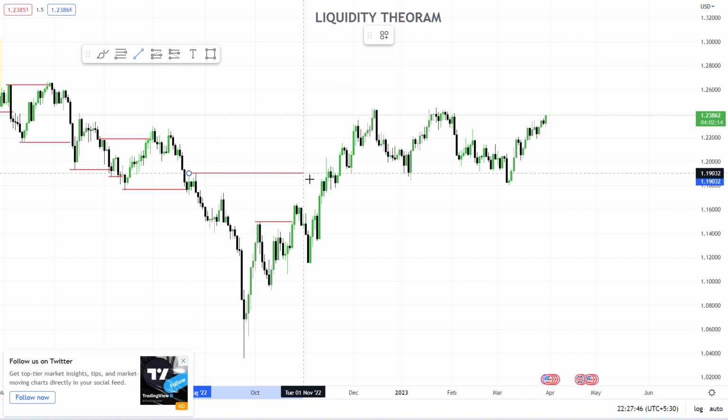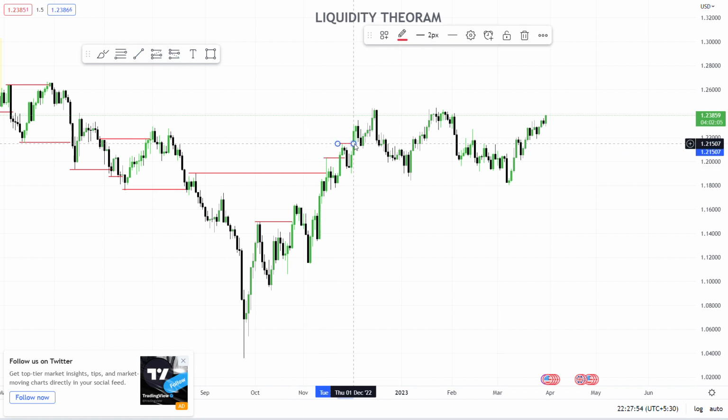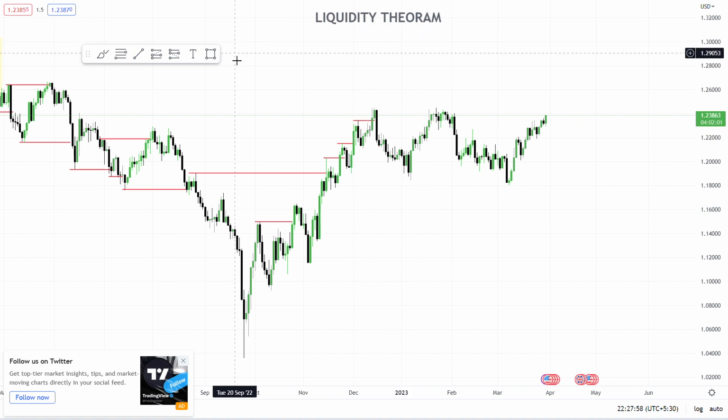Ask yourself, this is one liquidity point, it gave a nice reaction. This is one liquidity point, it gave a nice reaction. This is another one, again a nice reaction. This is also a liquidity point.